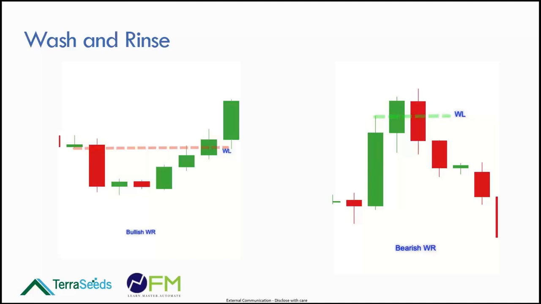So how do you draw the wash line? Same thing, you compare against the previous bar. If you take a look at this long green bar here, it closed above the previous high. Agree? That means the very long green bar actually closed above the previous high, and you are able to draw in a wash line.